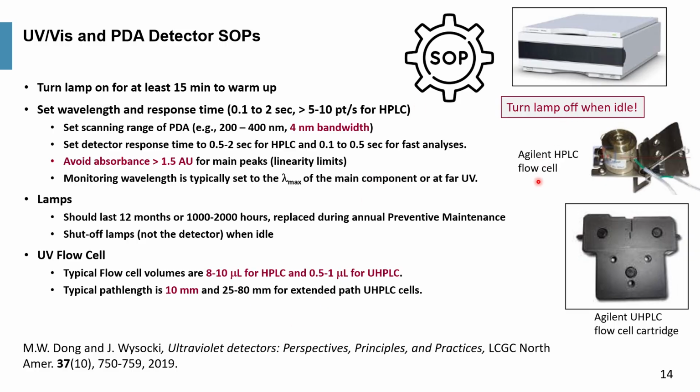Here is the Agilent HPLC flow cell made from stainless steel. And here is the Agilent UHPLC flow cartridge. The flow cell actually is made from coated silica inside. And the white paper was published in 2019.